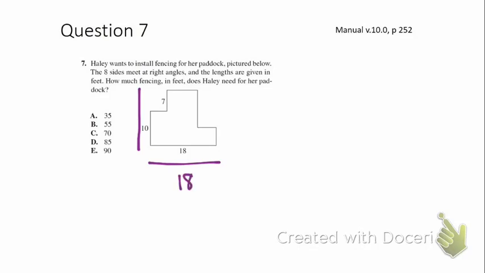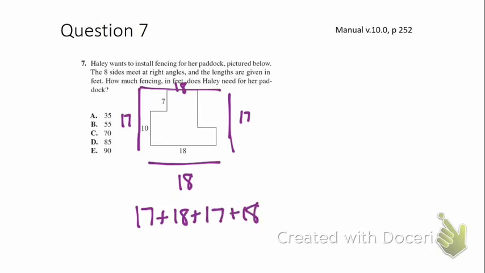So there's 18 on the bottom here, which means there'd be 18 going across the top. If you add these two sides, there's 17 here, which means you need 17 on this side. And so really all it wants you to do is add up those numbers to find your total amount of fencing needed. And that gives us 70, which is C.